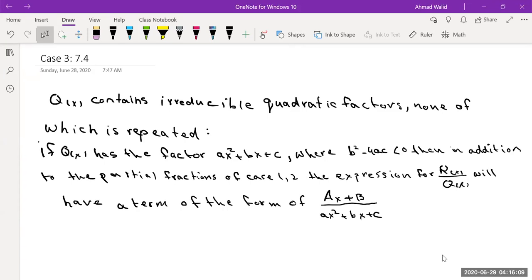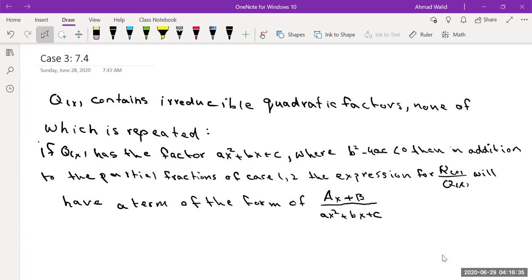Hello all, let's start the second part of 7.4, which is case 3. Still we are dealing with the rational functions, their integrals. In case 3, I put some notes here for you. Q of x contains irreducible quadratic factors, none of which is repeated.